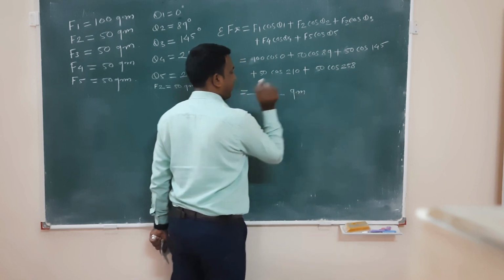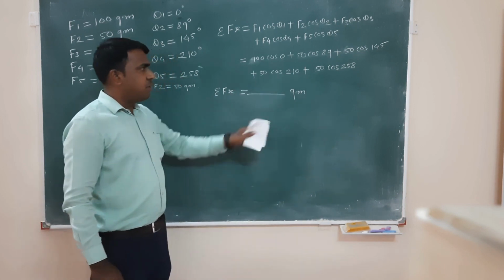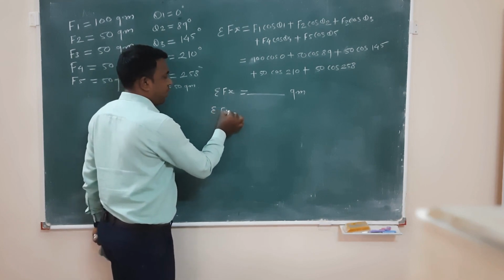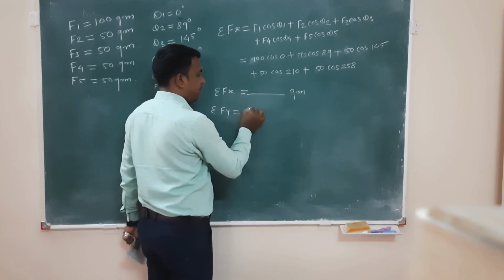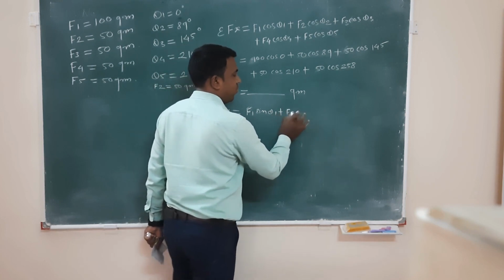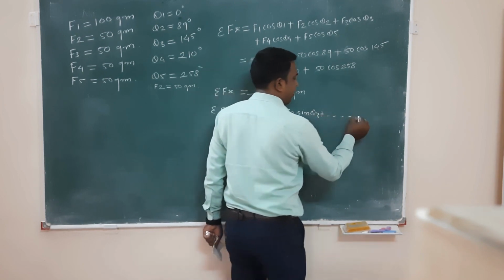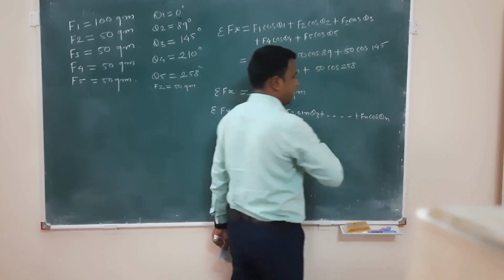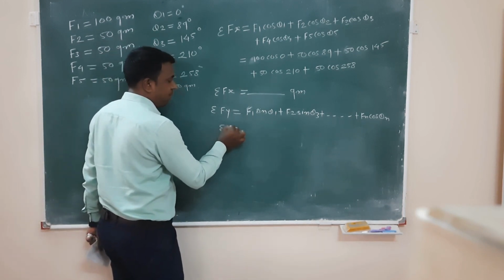So this is the value for summation of Fx. So by using this equation here you have to find out the summation of Fx. Similarly, you have to find out the summation of Fy. So summation of Fy is again given as F1 sin theta 1 plus F2 sin theta 2, and it is up to the number of forces, that is Fn sin theta n. तो जितने भी फोर्सेस हैं वो उसके अंदर अपन पुट कर सकते हैं। So similarly we have to find out the value of summation of Fy.